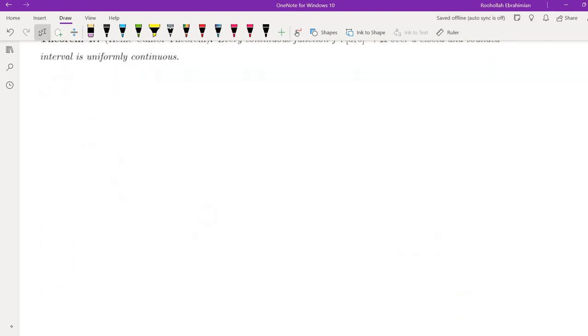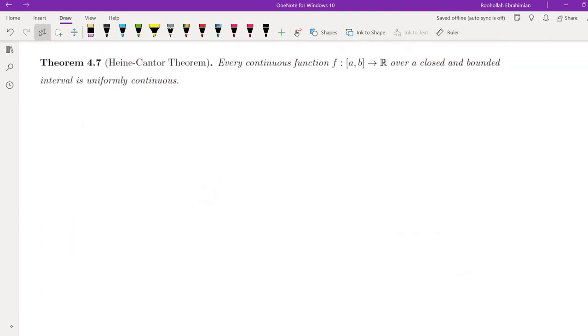So perhaps a fix to make sure a continuous function is also uniformly continuous is to make sure its domain is a closed and bounded interval. And in fact, that is true. So the Heine-Cantor theorem tells us that if you have a continuous function over a closed and bounded interval, it is uniformly continuous.